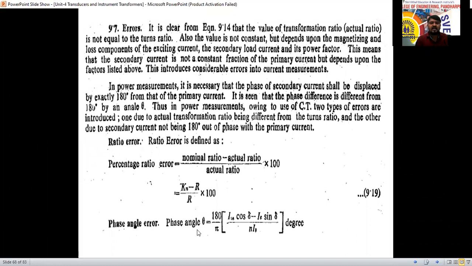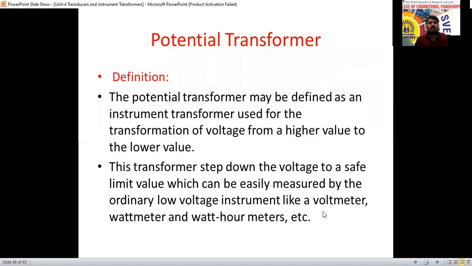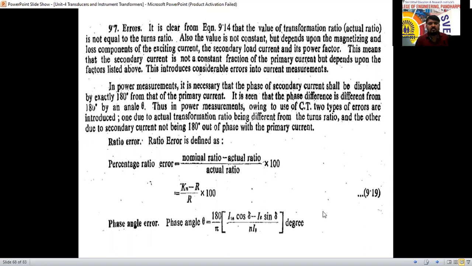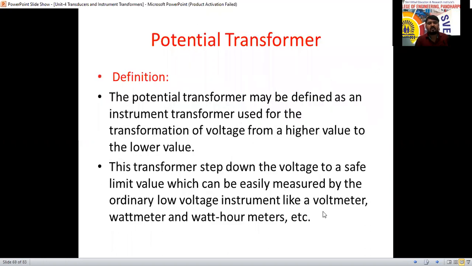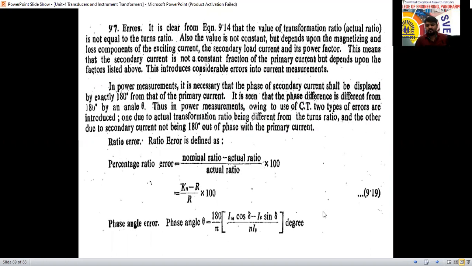The phase angle error is nothing but the theta that we have calculated, the phase angle equation we are going to call here. That one we can write: 180 by pi, Im cos delta minus IE sin delta, divided by NIS. So it completes the current transformer. Tomorrow we'll discuss potential transformers. We are going to discuss that in the next class.